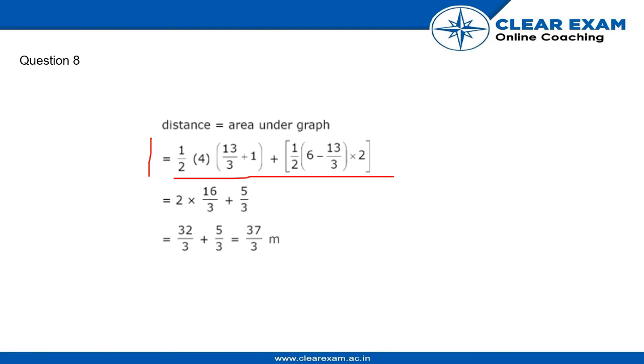When we solve this, we get 2 multiplied by 16 by 3 plus 5 by 3, and after that we get 37 by 3 meters. So the distance covered by the body in 6 seconds is 37 by 3 meters.